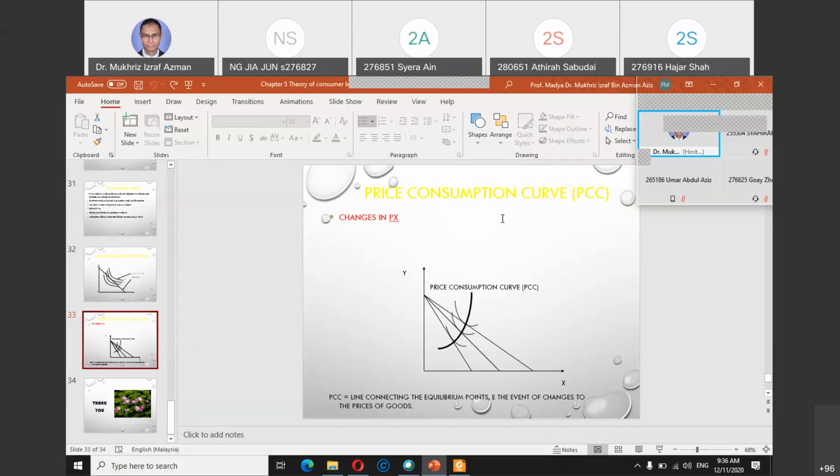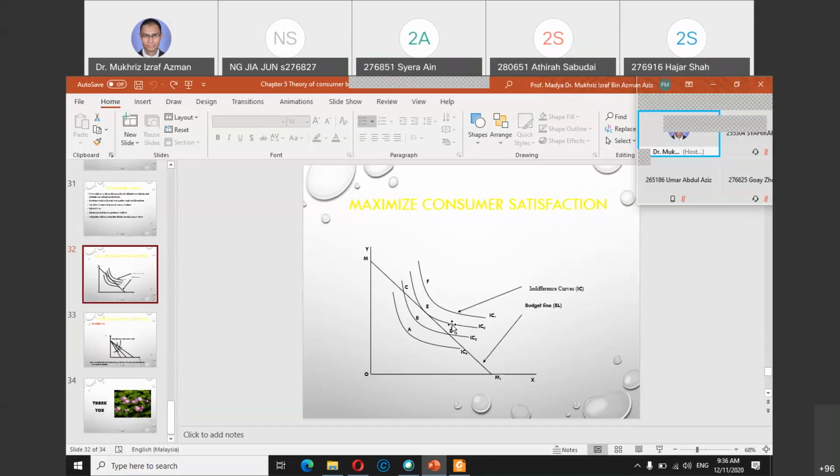PCC is basically the line connecting the points of different optimum combinations for your different budget lines. If you look at this diagram again, point E is the optimum combination given your current income, or your current budget line here. The best combination is at point E. And you also know that your income can change, and if your income changes, the combination will also change.